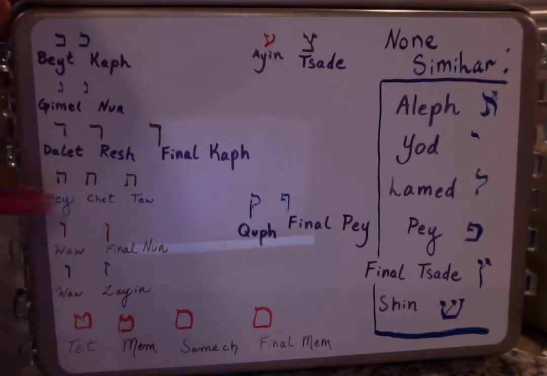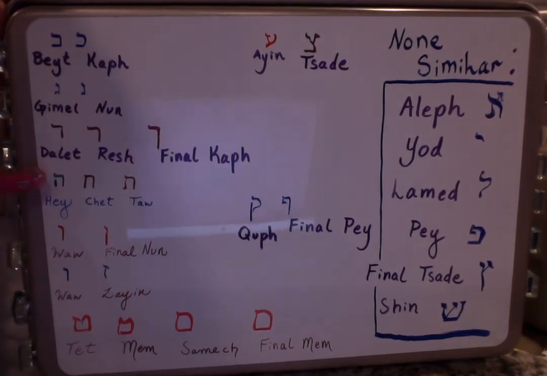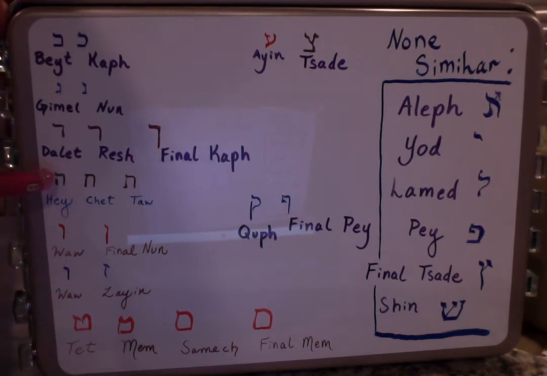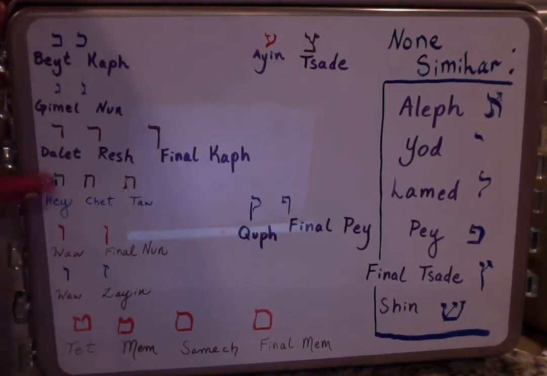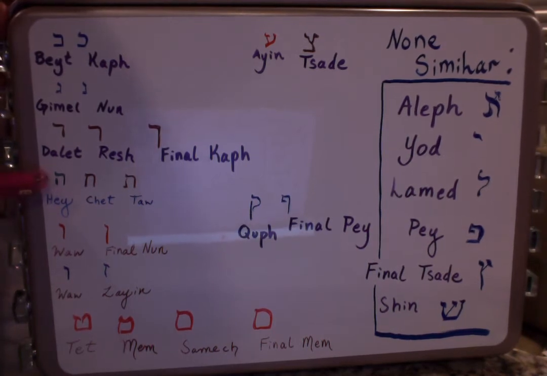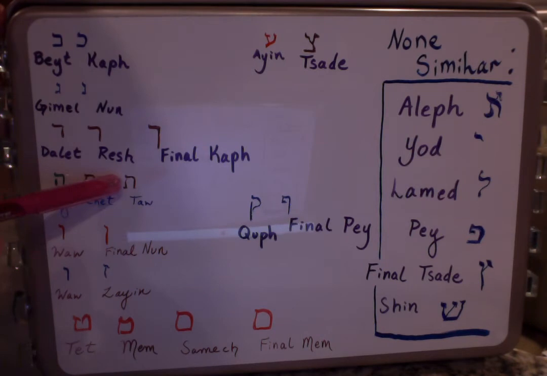Then we have Hey, Chet, and Tau. Hey, see, and it's interesting because they all start with that curve and then come down, curve and then come down, curve and then come down. Where Hey, this part doesn't connect all the way up. There's a little space. With Chet, it connects all the way up. And then with Tau, it kind of curves down and then comes out with that little shoe on the very end.